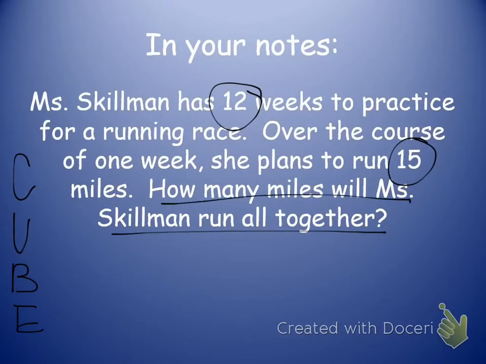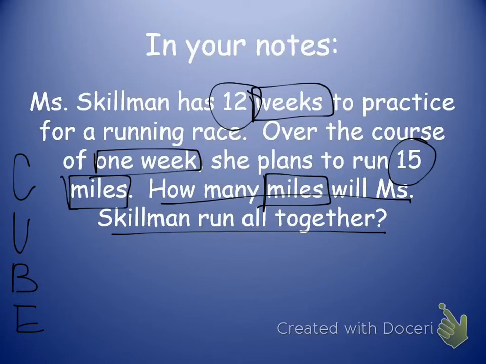Box in all important numbers. So 15 miles. How many miles? So I know in the end my label is going to be miles. That's in my question. Miss Gilman has 12 weeks. She plans to run 15 miles over the course of 1 week. Okay, so the weeks is important because it is telling me that I need to multiply, because each of the 12 weeks she's going to run 15 miles.